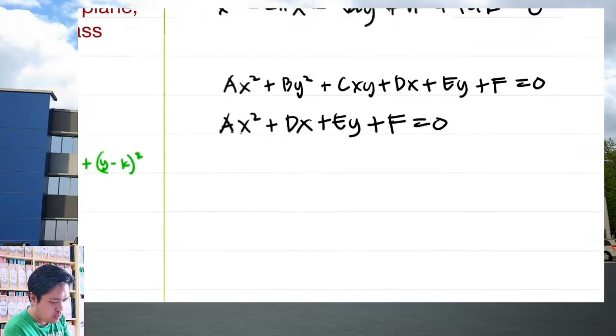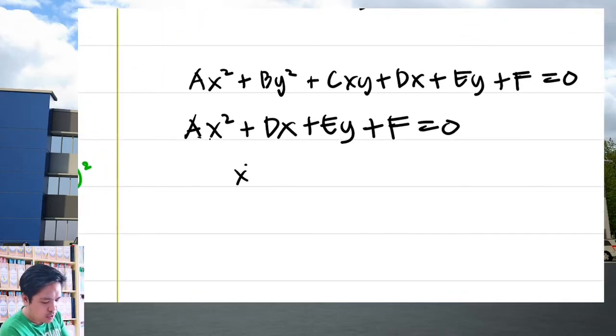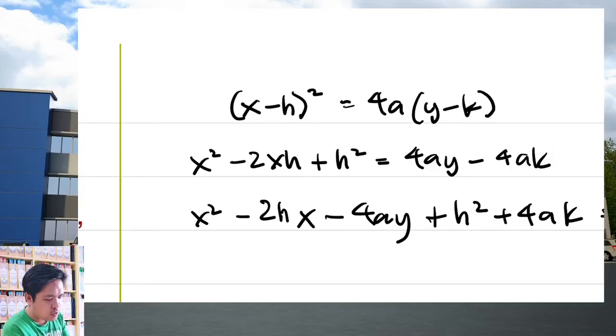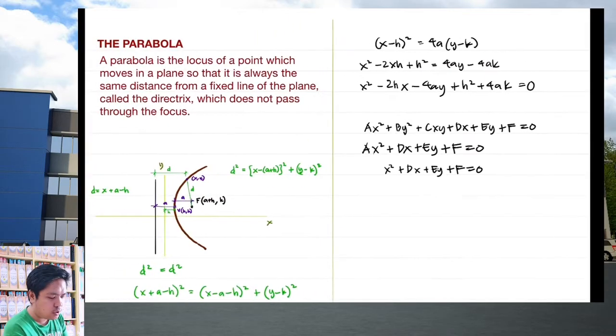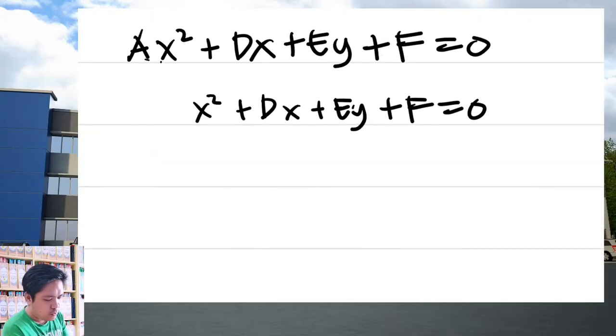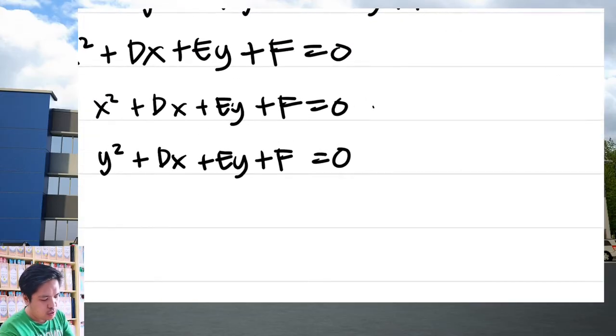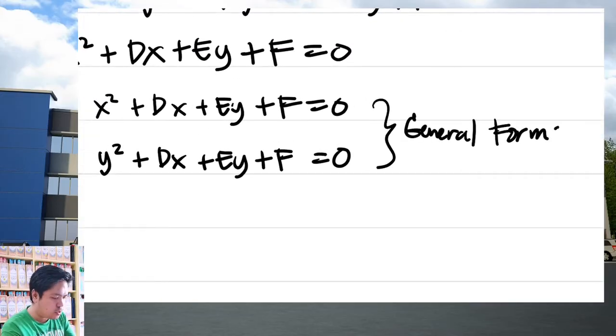Okay, so pwede rin, eto na lang, x squared plus dx plus ey plus f equals 0. So these are for parabolas opening upward. For upward kasi to, di ba? So for parabolas opening to the sides, eto naman, y squared plus dx plus ey plus f is equal to 0. Okay? So these are the general forms of the equation.